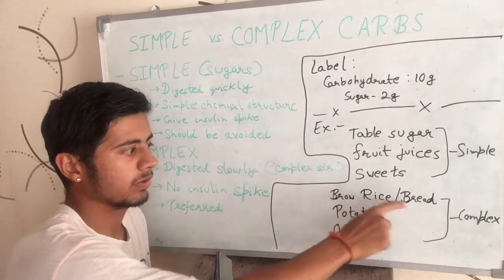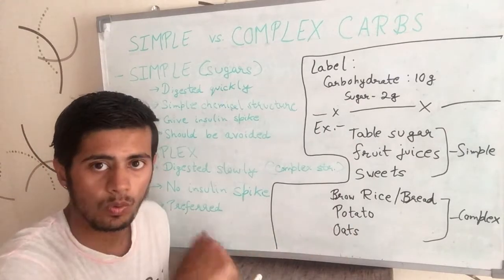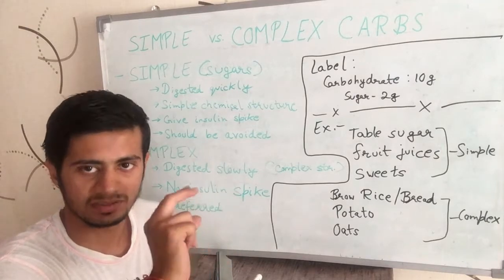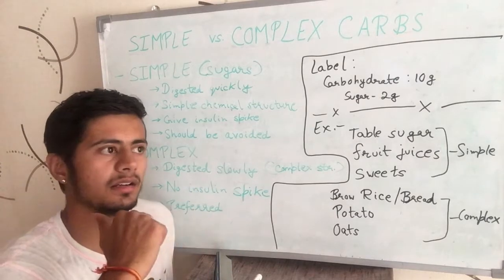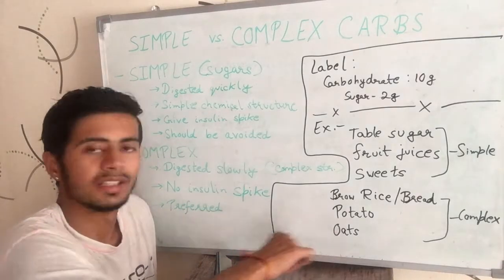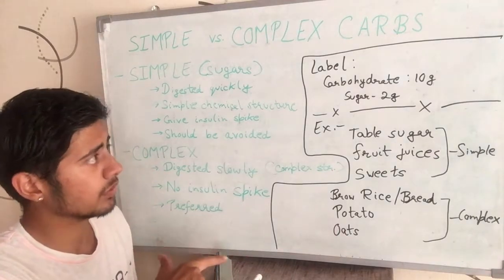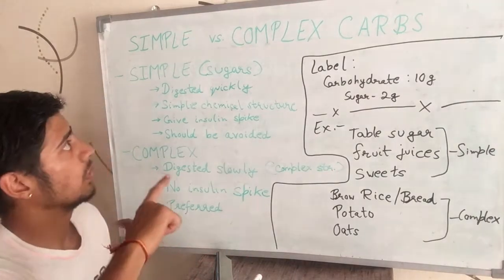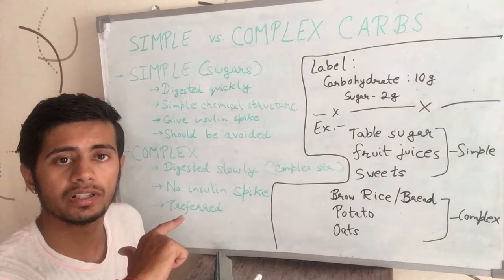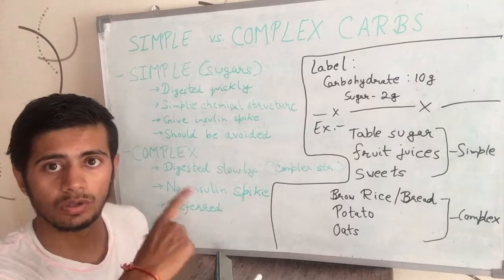Then brown rice or brown bread is a complex carbohydrate. They get digested slowly. Potato or sweet potato, they have some amount of sugar, but they are more of complex carbohydrates. Oats are complex carbohydrates, rich in fiber also. So these are examples of complex carbohydrates. This was all about simple and complex carbohydrates that I wanted to tell you, so that you have a basic knowledge of how all of this works.